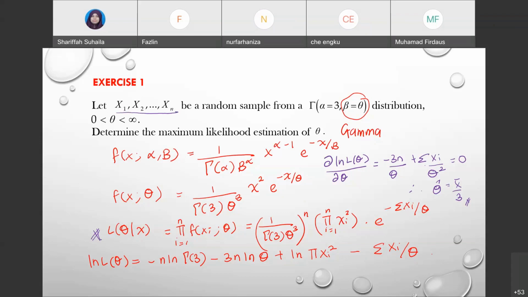Okay? So, again, this one, you will have product xi square. Okay, tapi ini tak ada effect sangat sebab dia tak ada parameter theta tu. So, yang ada theta tu, yang ada parameter tu is concern. Very concern bila kamu nak differentiate and so on. So, exponential negative summation xi over theta. So, differentiate kan. Ambil ln. Ambil ln. And then baru kamu differentiatekan respect to theta. Okay, and then you get lah theta head is equals to x bar over 3.